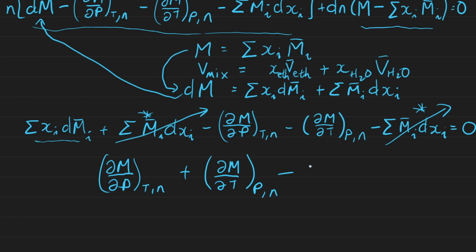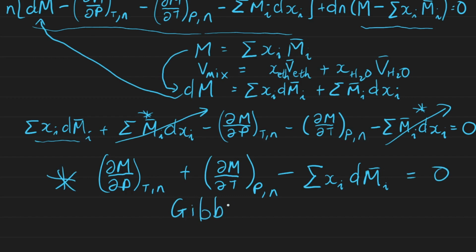This is because we took it to the other side. Then we have minus the sum of xi times dm bar i. This is the differential change in the partial molar property. So this equation equal to 0. This equation is what we call the Gibbs-Duhem equation or Gibbs-Duhem relations.